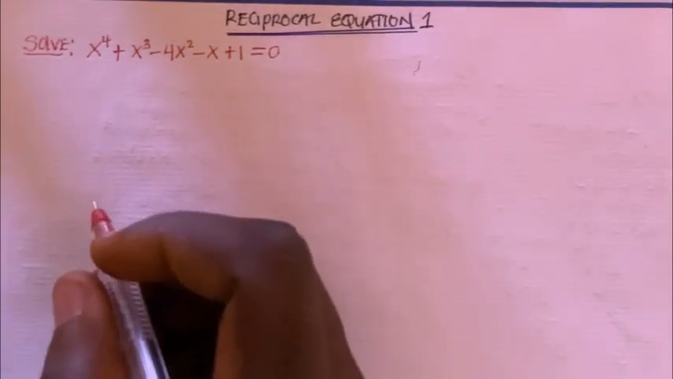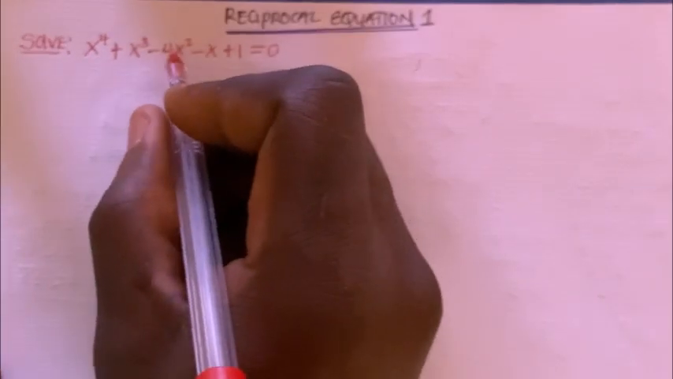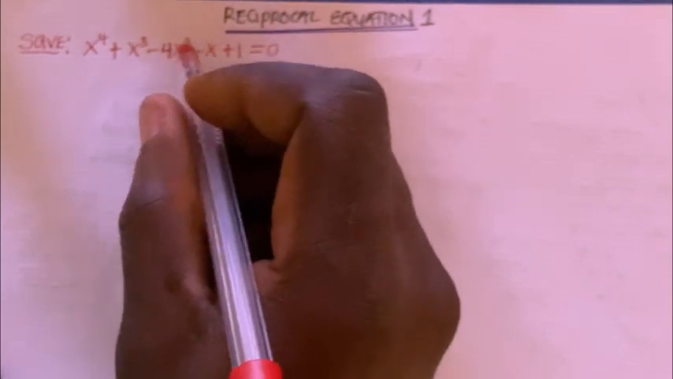Friends, in this video I'm going to solve a question under reciprocal equation. The first thing is that we are asked to solve this question. So what I'm going to do here is look for what to divide. I can actually divide all through by what? Because I'm having the coefficient of 4, you can divide it all through by x squared.